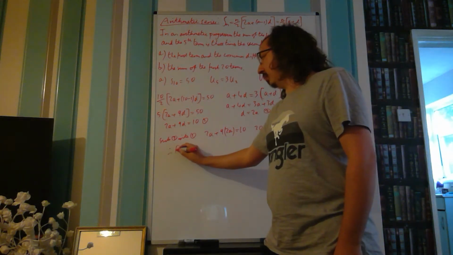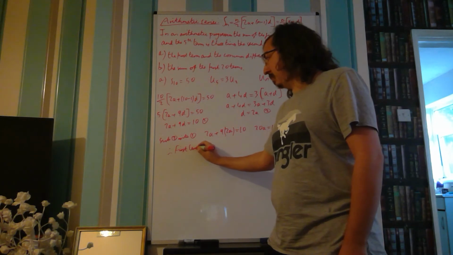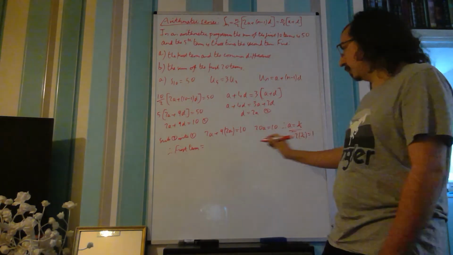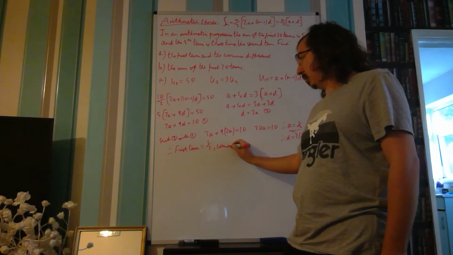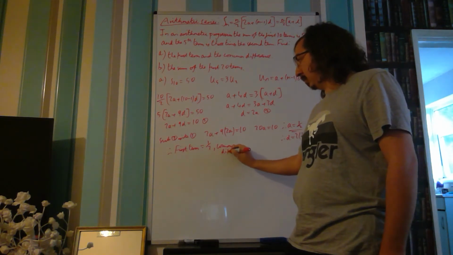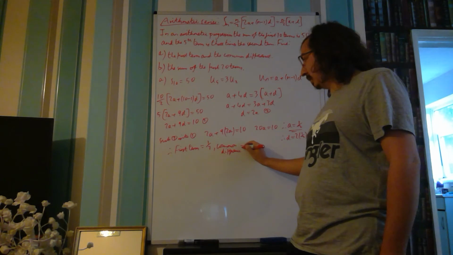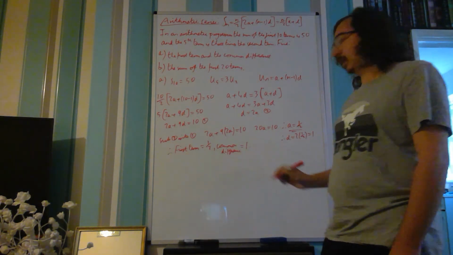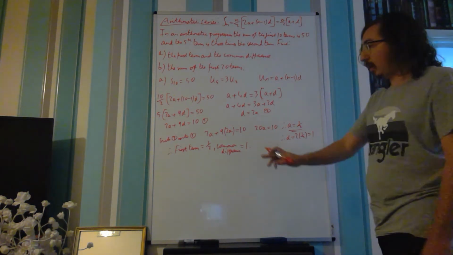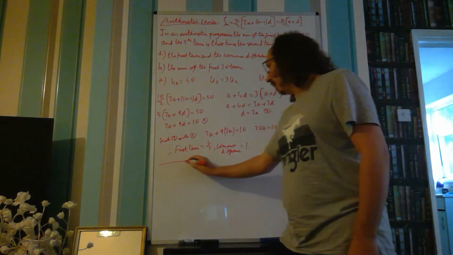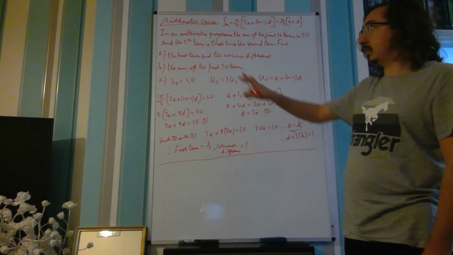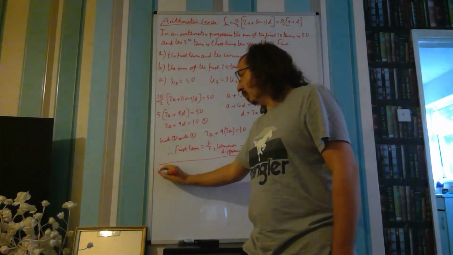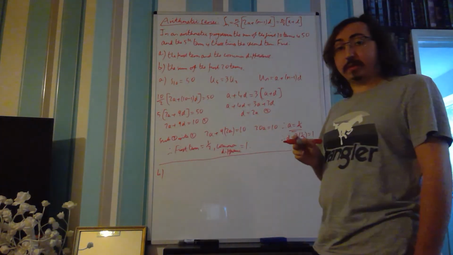So just tidying up there, we can say that our first term is equal to a half, and the common difference, our d, is equal to 1. So that ends part A. We can then use those values to find part B, which is the sum of the first 20 terms.